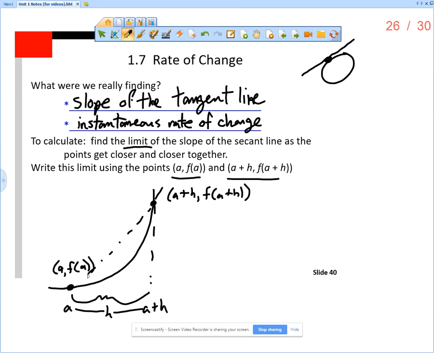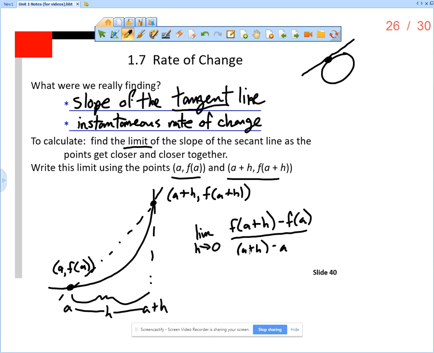So the secant line connecting these two, what would the slope of that secant line be? Well, it would be f of a plus h minus f of a divided by a plus h minus a. Now, that's the slope of the secant line. But we want these two to get infinitely close together, which means we want to calculate the limit as h approaches 0. So the limit as h approaches 0 is what is going to calculate the slope of the tangent line, or what we will refer to as the instantaneous rate of change.